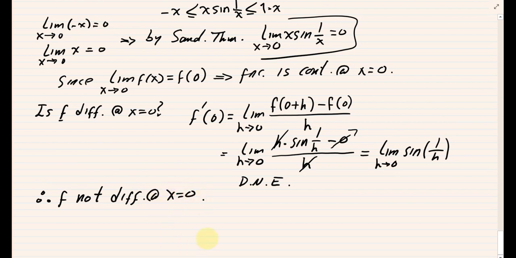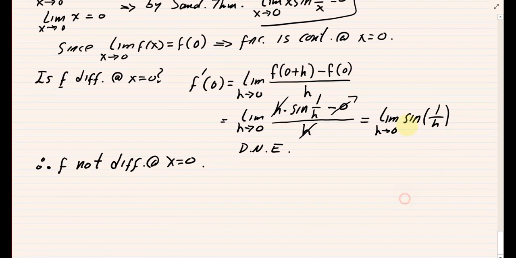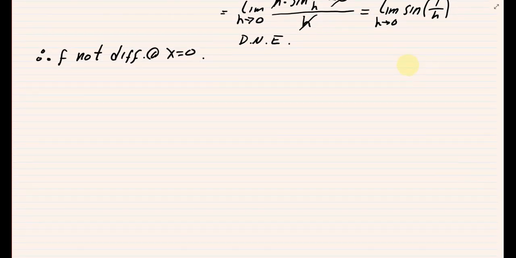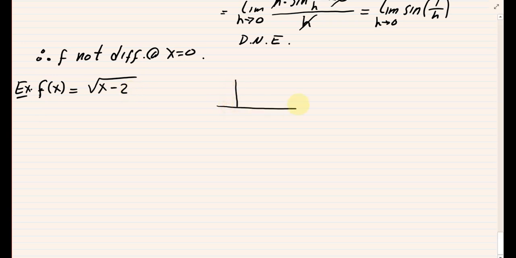Okay. Now let's take a look at other examples. In this example, I want to show you that the function has a vertical tangent at a point. Let's say I'm going to let f of x be the square root of x minus 2. The graph of the function is easy to do. This is 0, here's 2, and there's a square root function that's shifted to the right 2 units. So this is what f is. Now, let's find the derivative at 2.